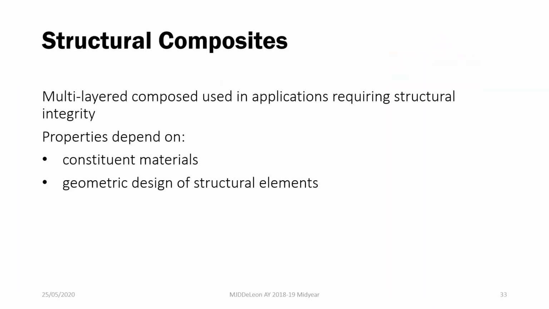We have our structural composites. Structural composites are usually composed of plies or multi-layers, and this is used in applications that require structural integrity. So the properties of structural composites depend on, one, the constituent materials we use to create our composites, and second, the geometric design of our structural elements.